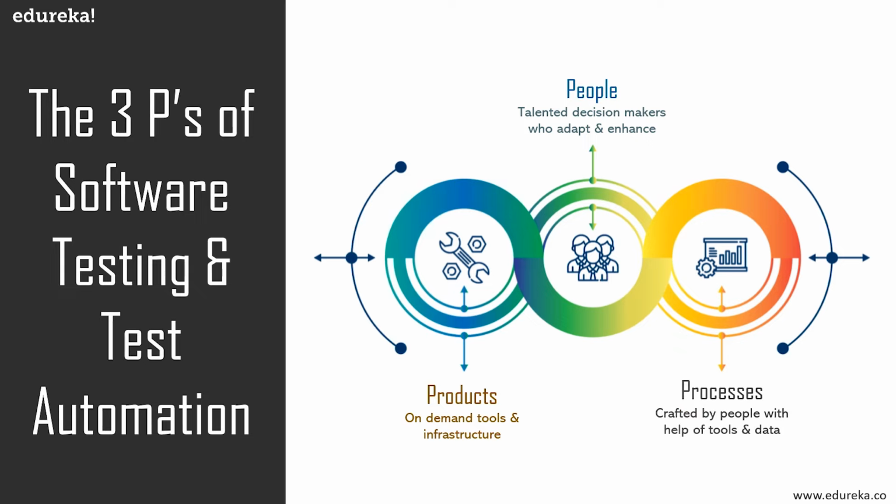Process are nothing but the test cases and the test scripts which you write to test your application or any sort of software using the suitable tools. So basically, these are the 3 P's of software testing and test automation, and the 3 important things without which software testing will not be effective and cannot be done.